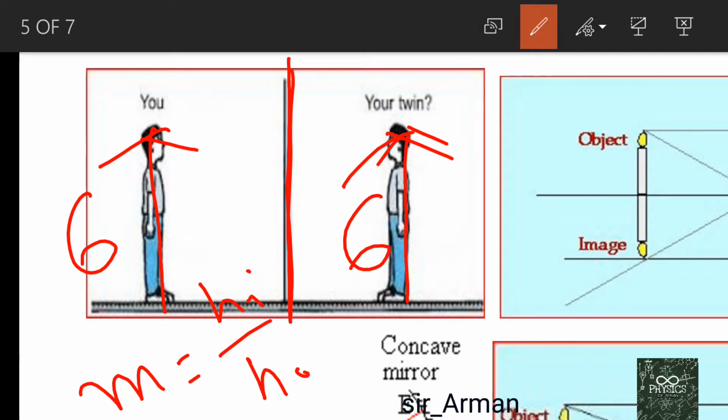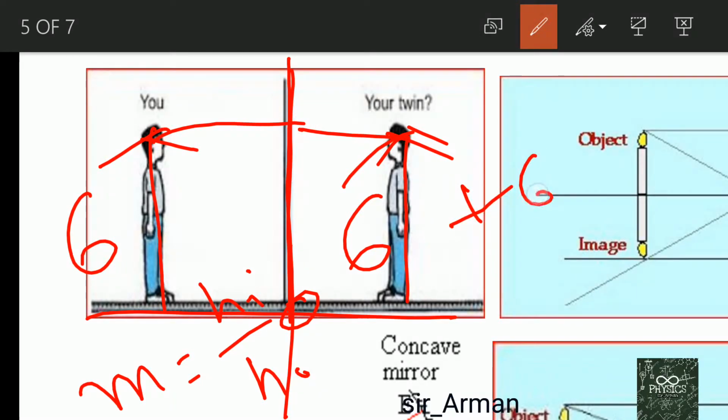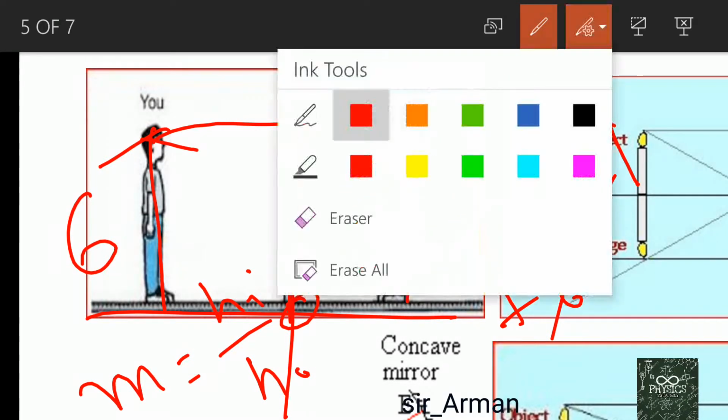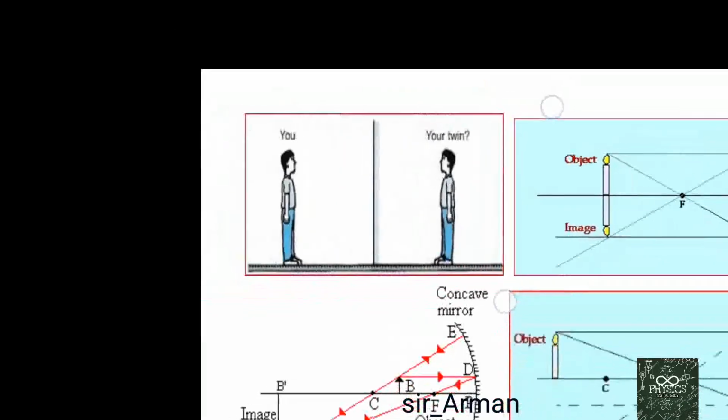What is hi? See, it is above the principal axis, right? Here is our origin. So it is above the principal axis. Here the object is in the positive y and the image is also in the positive y. So here plus 6, the height of the image, by plus 6, the height of the object. So the 6 cancels, we get plus 1, positive 1. So here the magnification is plus 1.